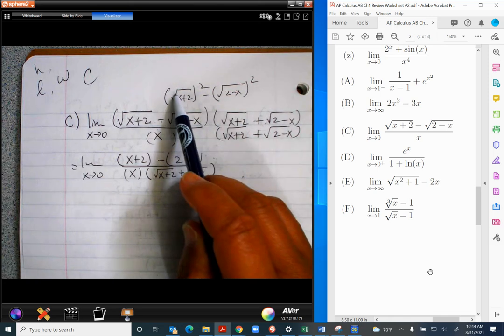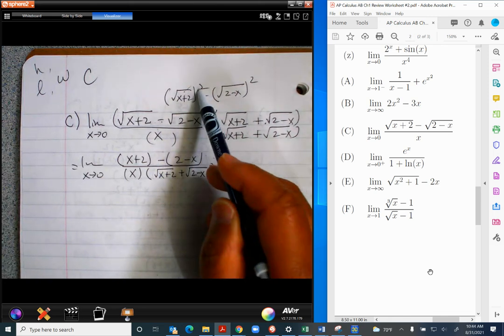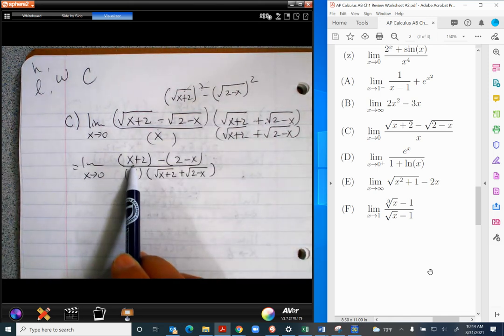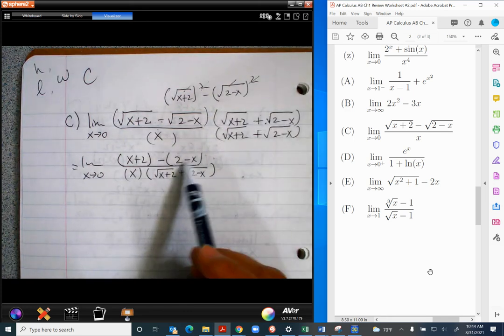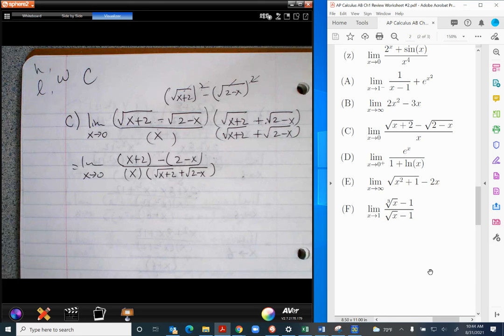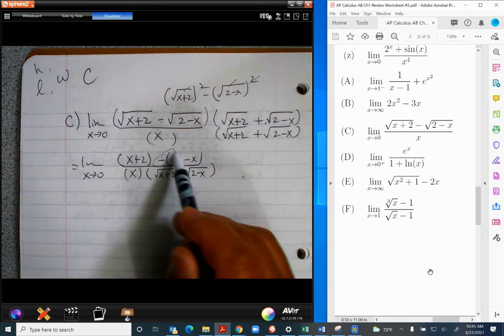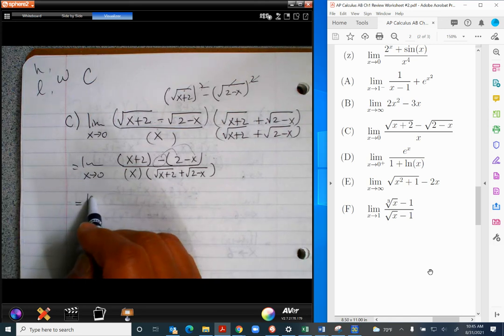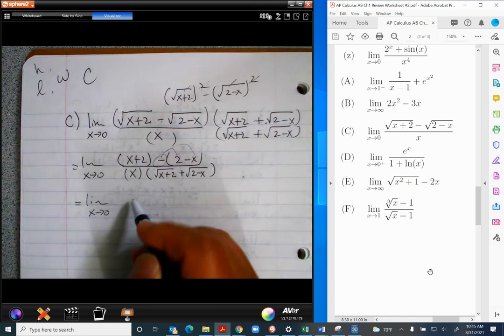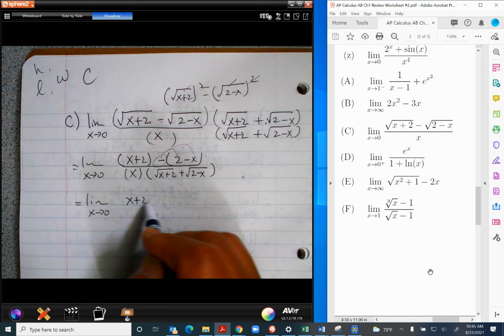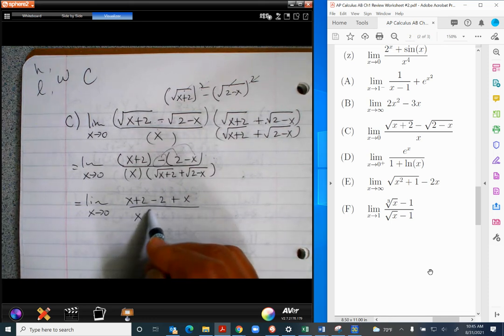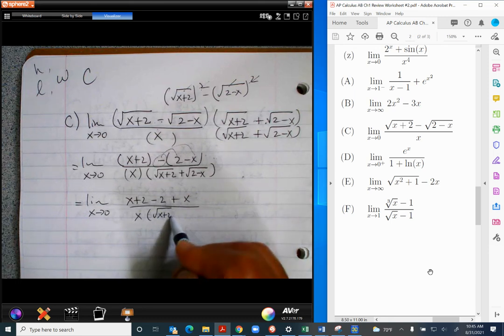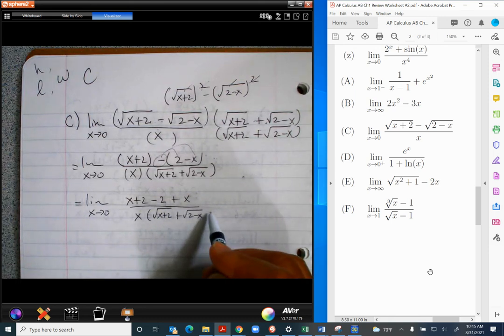So what happens to the square root and square? They cancel each other out. So I can just put parentheses x plus 2, and then the square root and square cancel out, parentheses 2 minus x. That's what you're supposed to do. Don't forget to distribute the negative. Go ahead and distribute the negative. Limit as x goes to 0 of x plus 2 minus 2 plus x, all over x times square root of x plus 2 plus square root of 2 minus x.